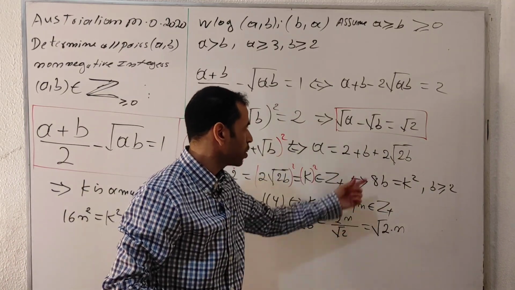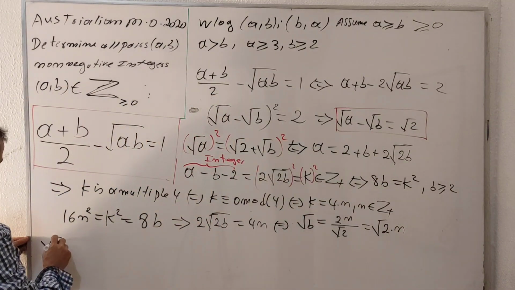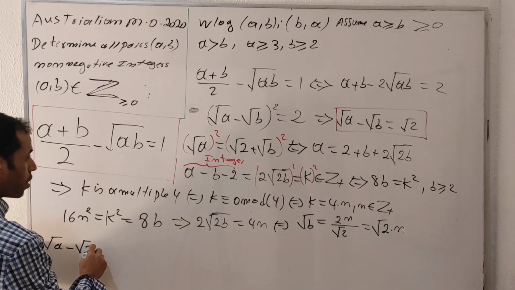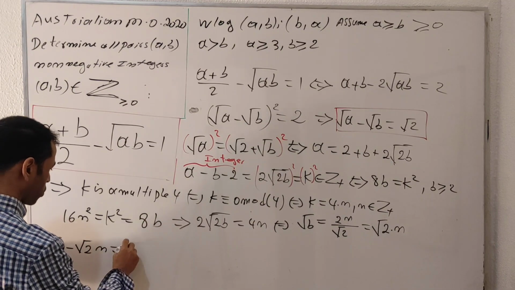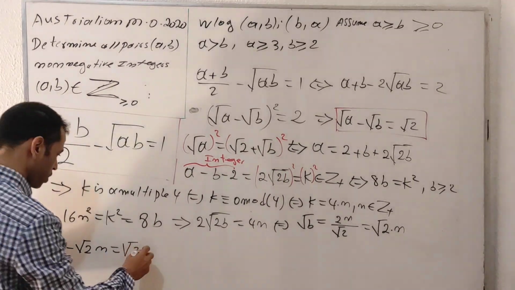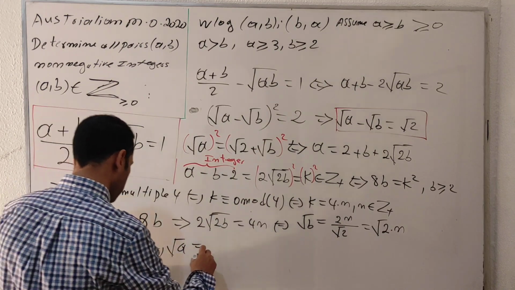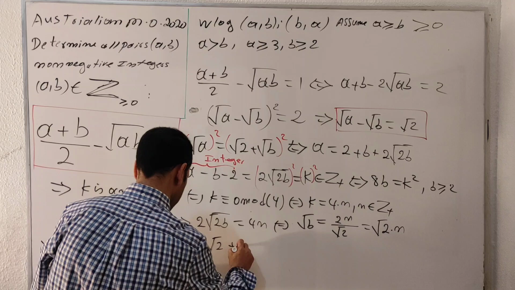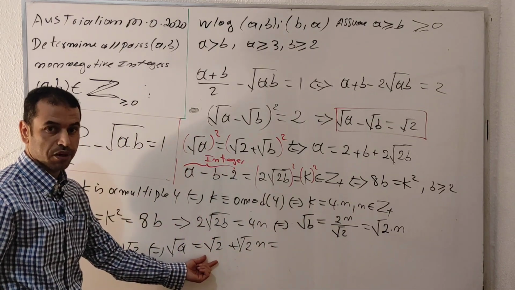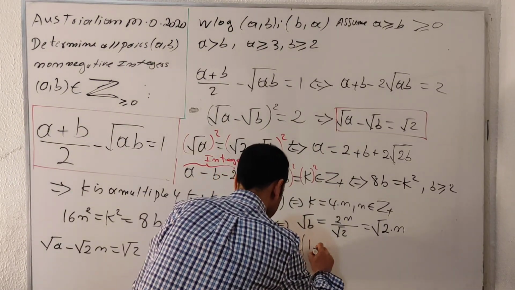I'm going to take this value and insert it into this equation. So I will have square root of a minus square root of 2 n equals square root of 2. Then I'm going to move over square root of 2n to the right. I will get square root of a equals square root of 2 plus square root of 2n. Then I'm going to take square root of 2 as a common factor. I will get square root of 2 here multiplied by 1 plus n.